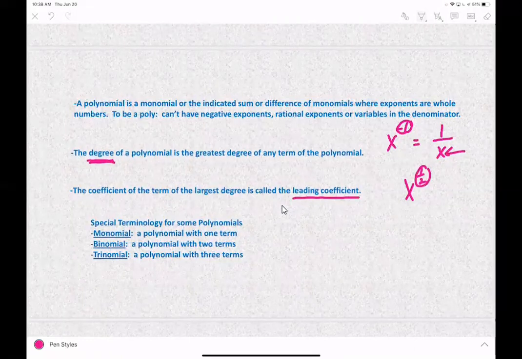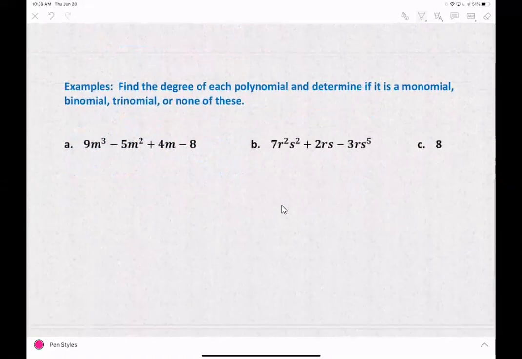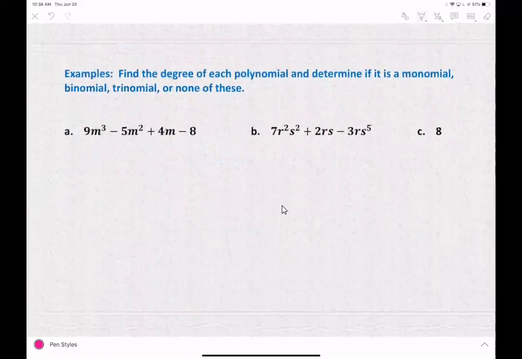There are three special types of polynomials. We've got monomials, which is one term, binomial, two terms, trinomial, three terms. Any more than that, four terms or more, it doesn't have a special name. So for these three examples, we're going to find the degree of the polynomial. These three are polynomials. We're going to determine if it's a monomial, binomial, trinomial, or none of these.